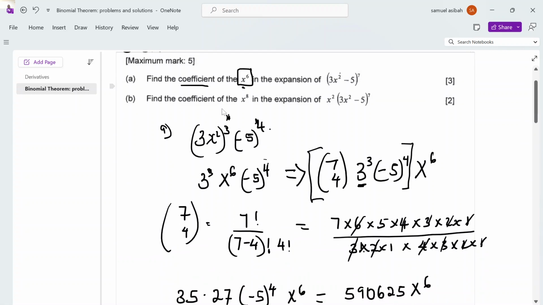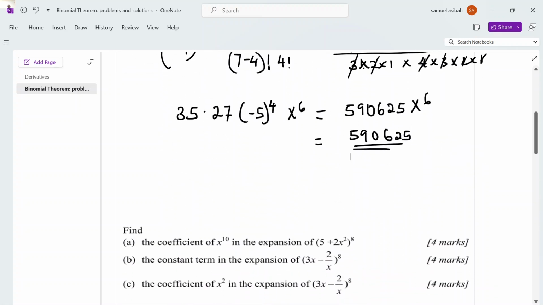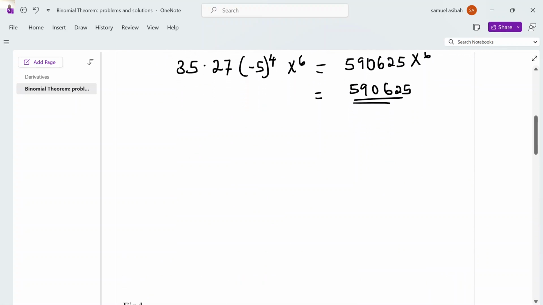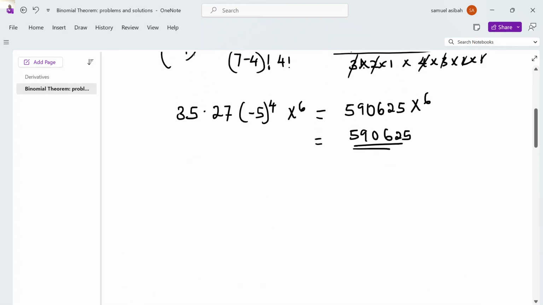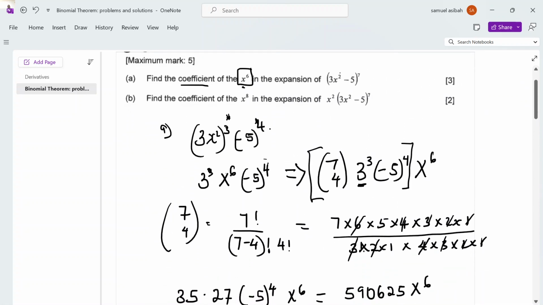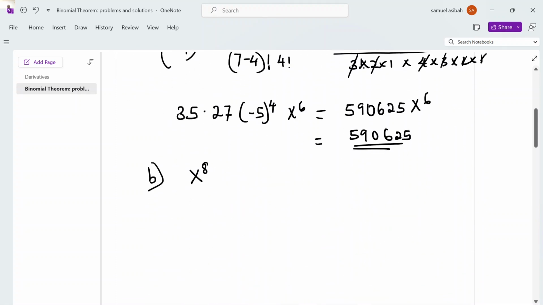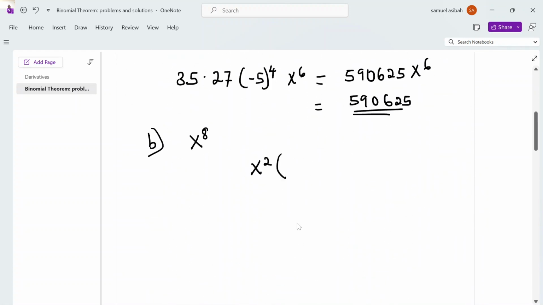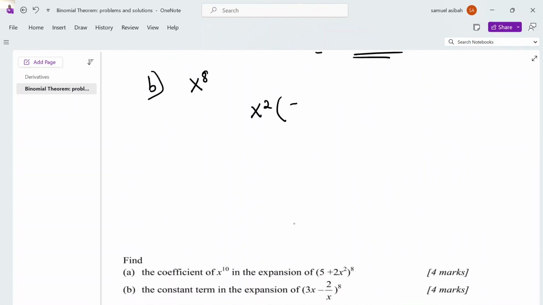Part B, they also want you to find the coefficient of x raised to 8. Now, let's use the same experience, but now x is raised to 8. So in B, we have the coefficient where x is raised to 8. So it's just looking at the function. Now, in this case, we have x squared outside the bracket. So it is the same function, but now we have x squared put outside the bracket. So we have x squared times (3x squared minus 5) raised to 7.